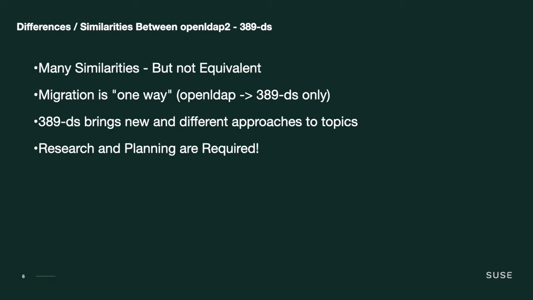In this process, we assume that the migration is one way. We are only providing tooling and support for going from OpenLDAP to 389. Going from 389 back to OpenLDAP, however, is not something that we've covered, and we will discuss this shortly in how we're going to approach the migration to help avoid this as a conflict area.